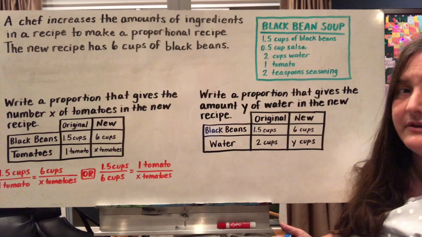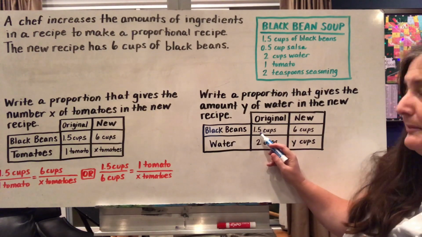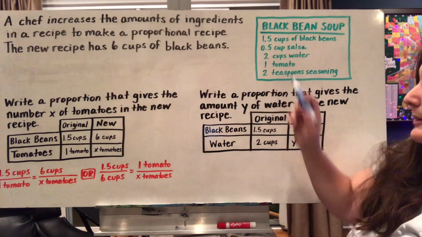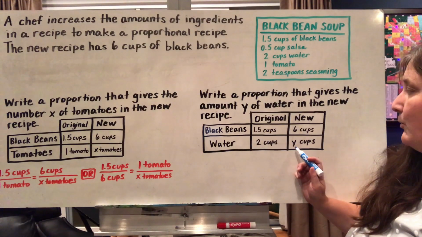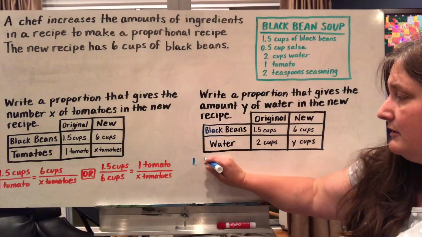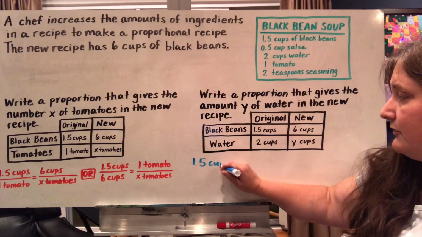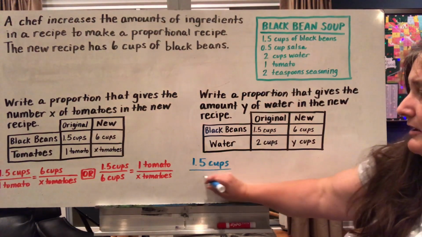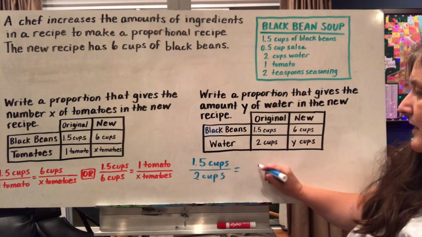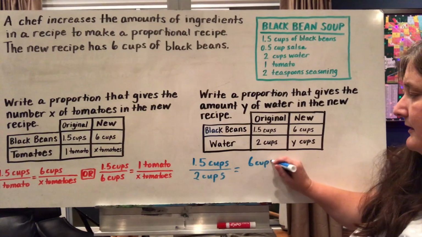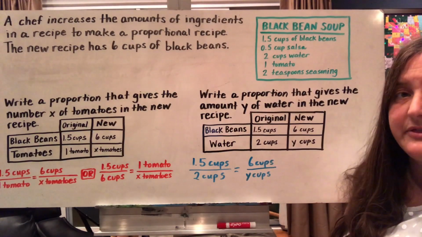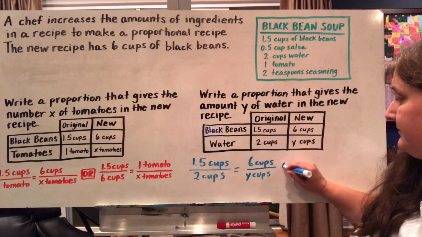Once again, the only thing that was given to us was black beans. Black beans is 1.5 cups in the original and 6 cups in the new. I know water was 2 cups in the original from the recipe card, but Y cups in the new recipe. So I can set up my proportion using the columns. 1.5 cups compared to 2 cups, and these are both from the original recipe. In the new recipe, I'm using 6 cups of black beans and Y cups of water. So this is one way that I can set up my proportion and solve for Y.